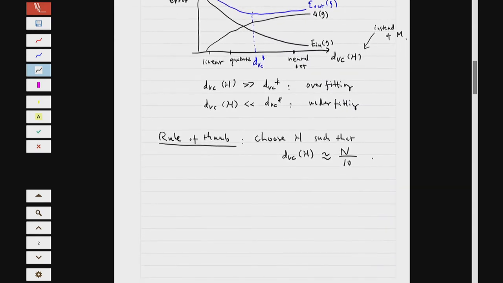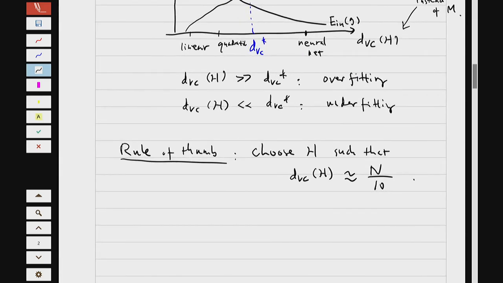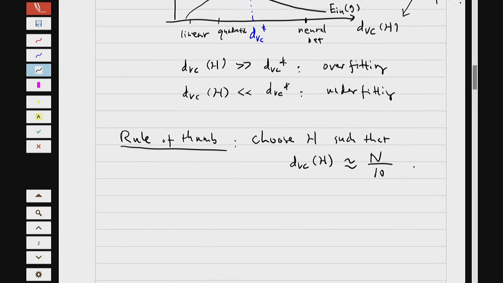Yeah? You can choose the model, right? Given the data set, I can choose to use a quadratic model. I can choose to use a neural network. Which one do you choose? Well, based on the DVC. That also means that you have to know what the DVCs are, the VC dimension of a linear model, and what is the VC dimension of a quadratic model, and so on, right? That's what this means. So let's take a look at some examples.